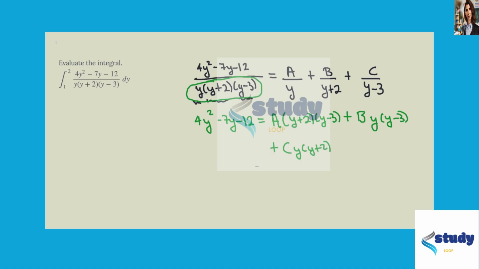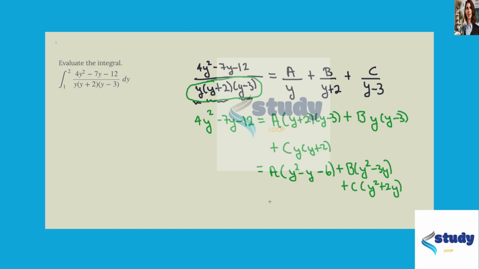So let's just go ahead and rewrite the right hand side. Just multiply things out. y squared minus y minus 6, this is for A. And then for B, y squared minus 3y. And for C, y squared plus 2y.